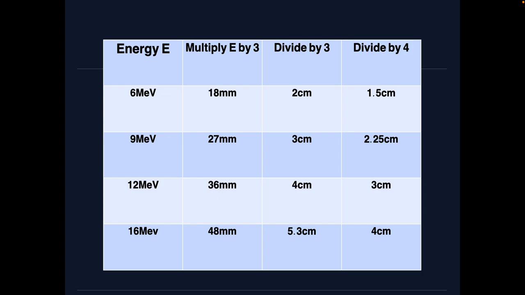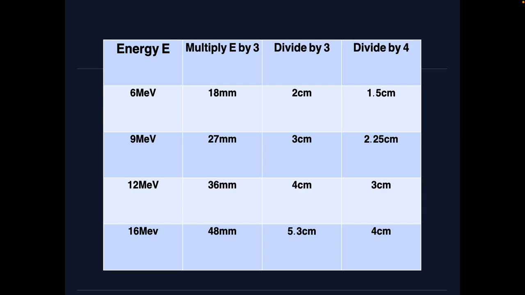The idea of using the 3 is because nowadays, with the new machines, there is what they call a special kind of collimator that makes the 80 and 90% isodose lines very close to each other. So if you look carefully at the tables you have in your department, you may have one of these new machines where for the 90% isodose line, you divide the nominal energy by 3, and if you want the 80% isodose line, you divide the nominal energy by 2.8. So it's very, very close.